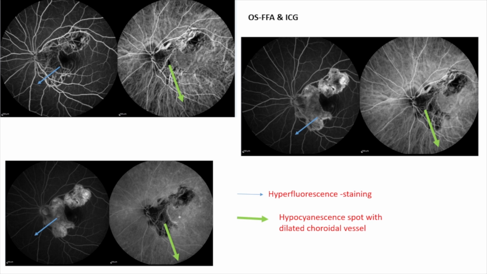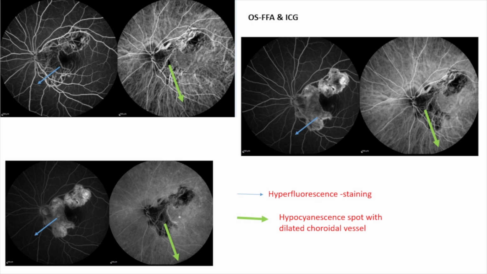But in the late phase, we will see hyperfluorescence. This is because of staining. Because of the RPE damage, in the late phase we can see the staining, and it causes hyperfluorescence in the late phase. So there is hyperfluorescence in the early phase in the case of active choroiditis and hypofluorescence in the case of healed choroiditis; the causes are different in the early phase.